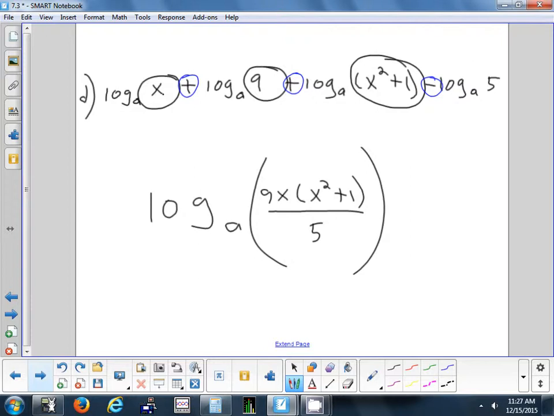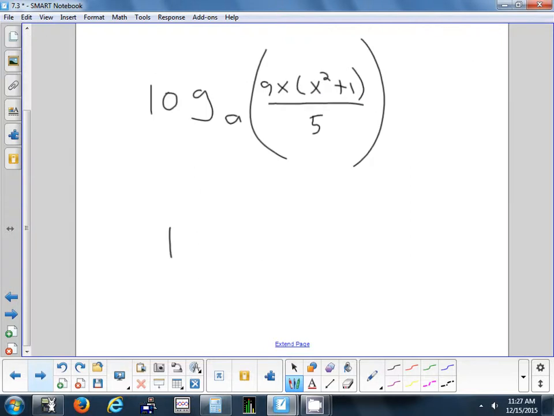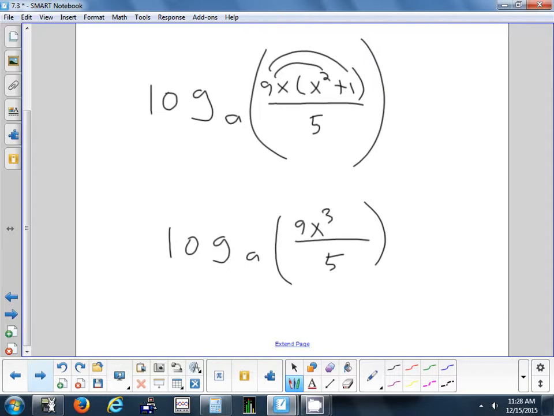The only thing they could have you do if they wanted, I would accept that answer, but you could distribute that out and write it that way too. What's 9x times x squared? 9x cubed. And what's 9x times 1? 9x. I think I like that way better because it's factored. Both answers are correct. Okay, so any questions on taking logarithms that are separate and recombining?